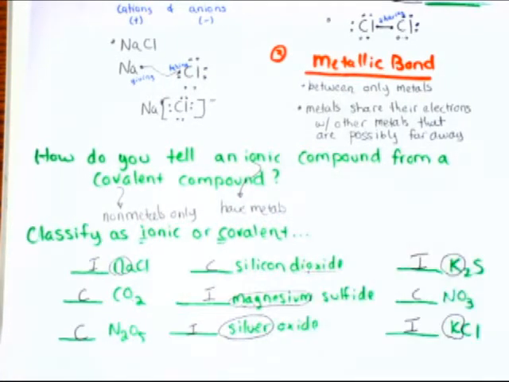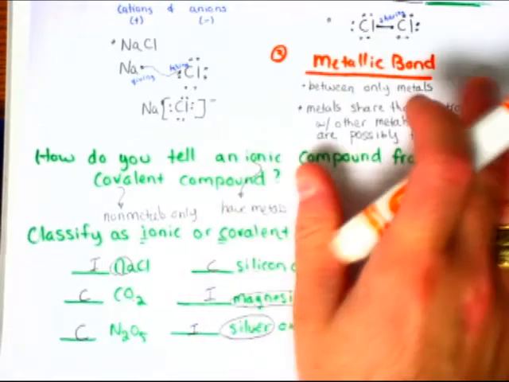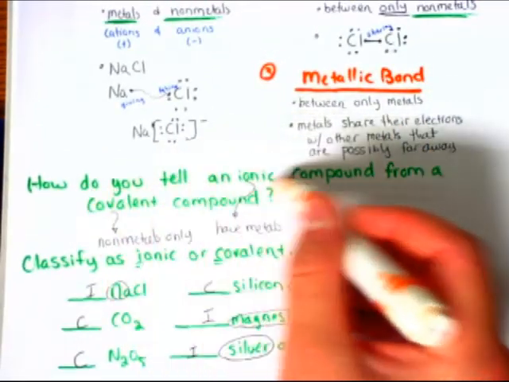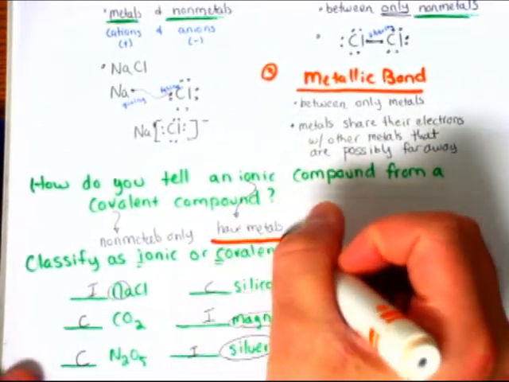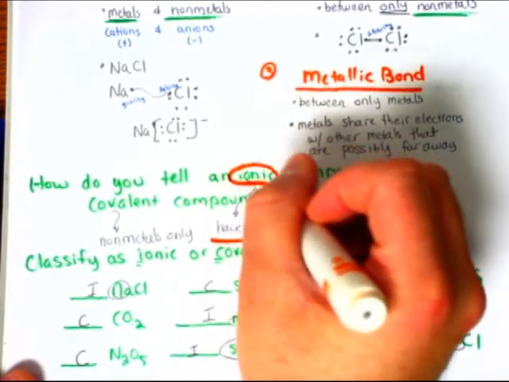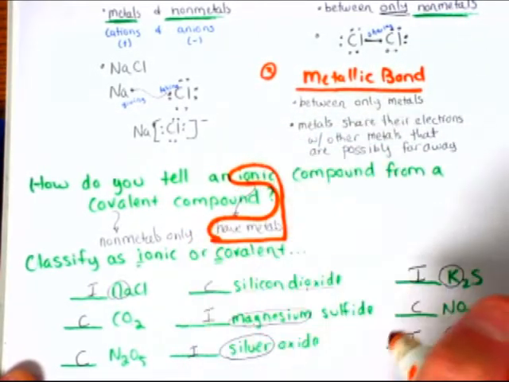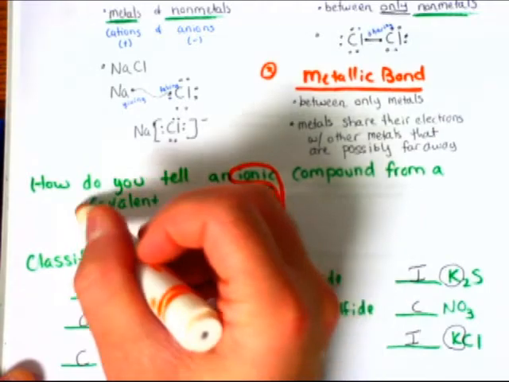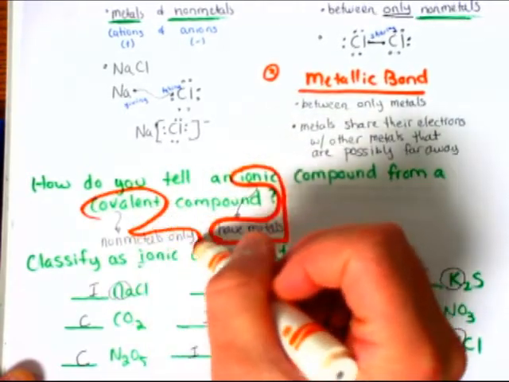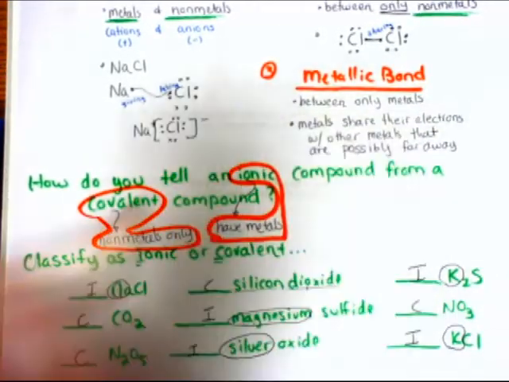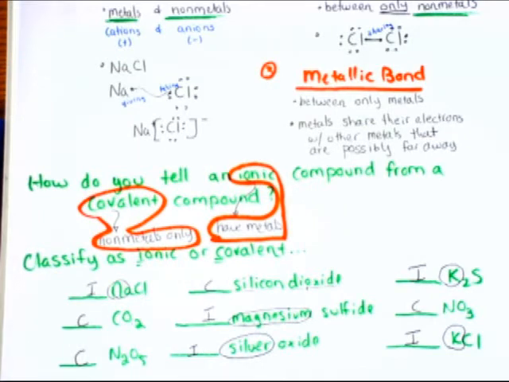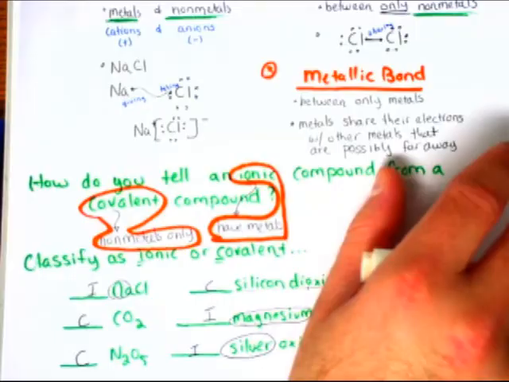So I think the big thing here really takes us back up to the previous question. How do you tell if you have an ionic compound? An ionic compound is going to have a metal involved. Covalent compounds are going to lack metals exclusively. We cool? Better? Okay. Let's move on.